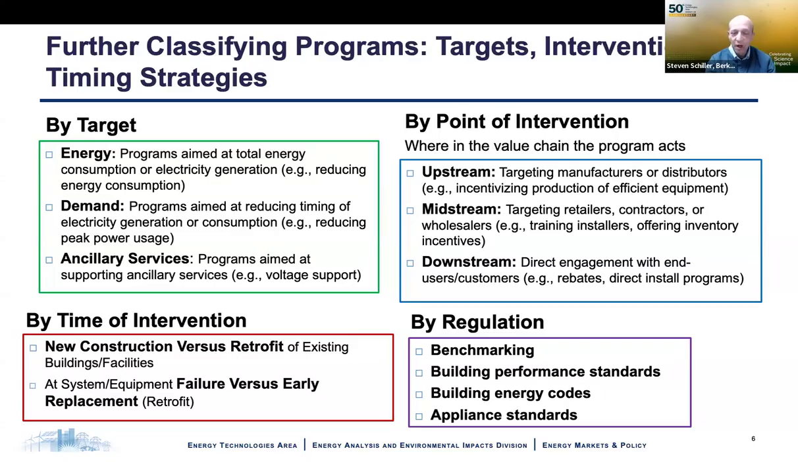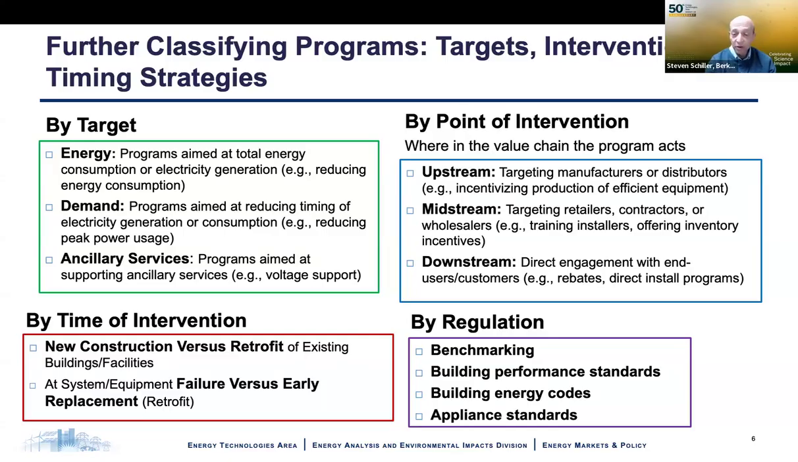Another way we look at these is by the time of intervention. This is a pretty common way to look at the program designs, whether you're looking at new construction versus retrofit, and whether you're looking at trying to get people to replace their equipment at time of failure. So the water heater goes bad, and your program's focused on replacing those when the water heater goes bad, or looking to encourage people to do early replacement and put in their heat pump water heater even before theirs fails.